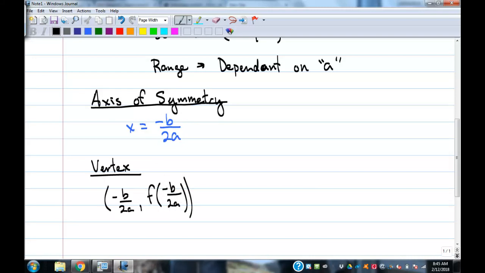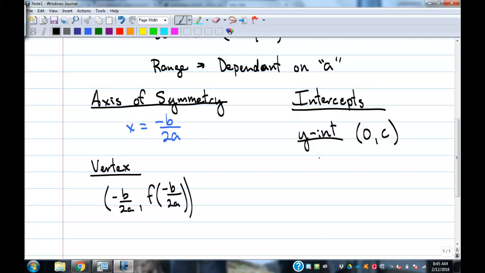Not anything incredible about that. And then the other things that we found were the intercepts. What kind of intercepts can we have? X and y. The y-intercept is always, if it's in standard form, c. So it's the ordered pair (0, c). Okay.